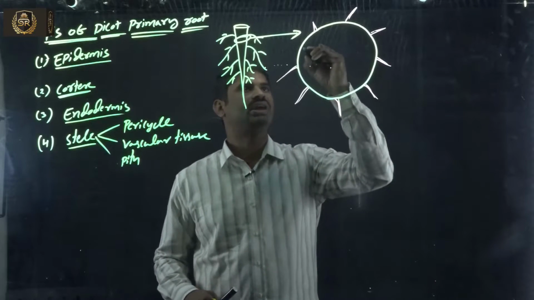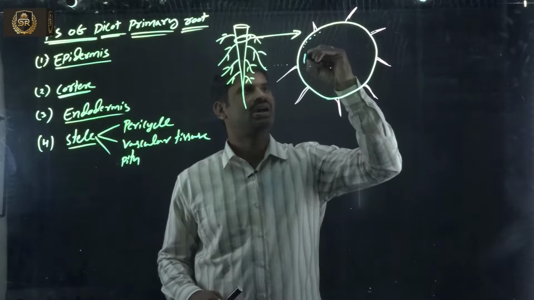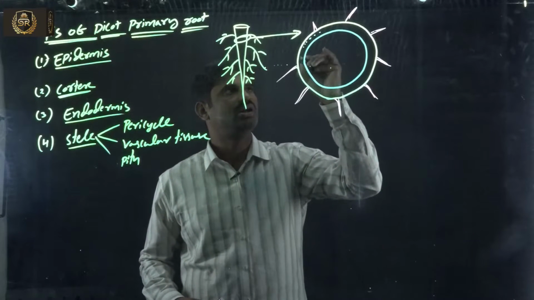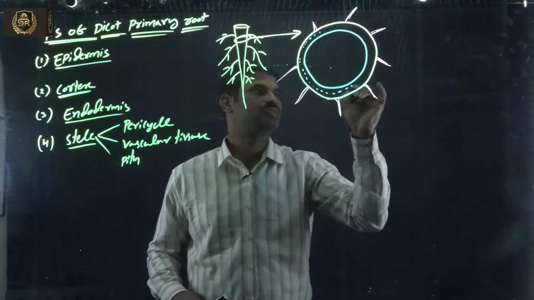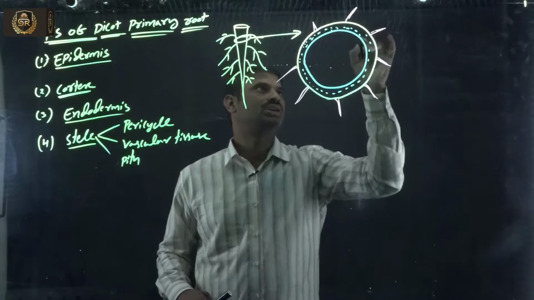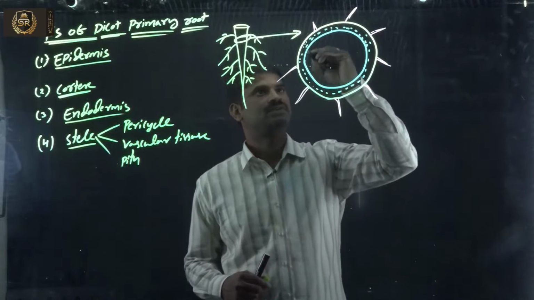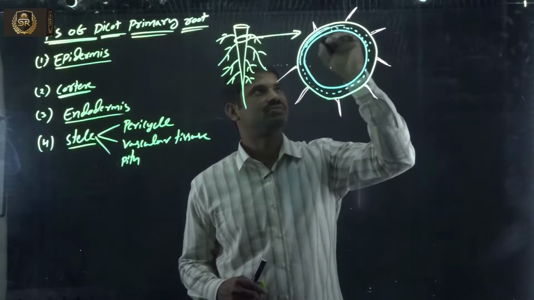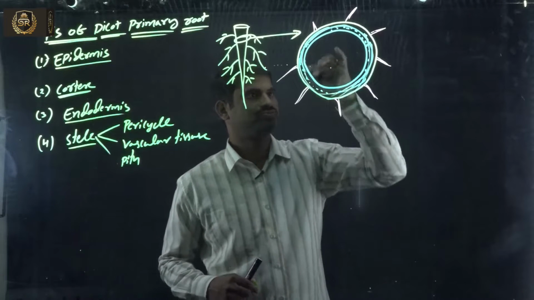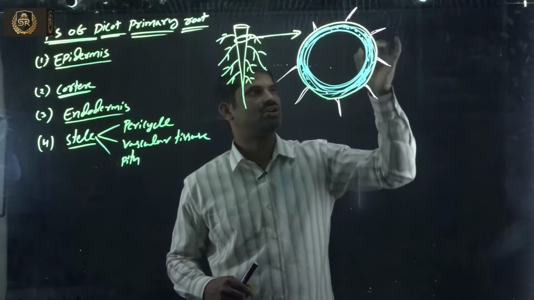Next, the second part, the inner area, is called the cortex region. This entire area is called the cortex part. The second part is cortex. This zone is called the cortex region.